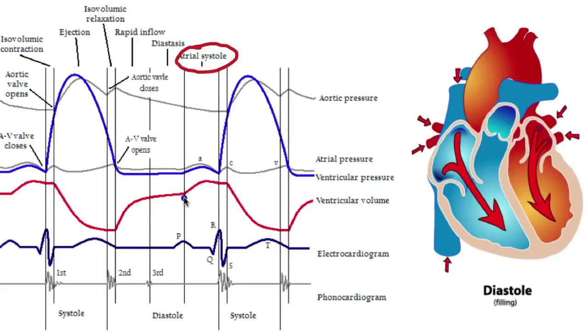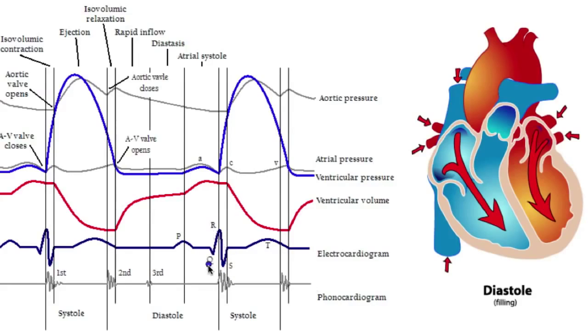And that is why we see this quick increase in the amount of blood in the left ventricle. So we get an increase in ventricular volume right after the atria contract. So we've described this section here, which is the atrial systole. And then after the P wave, we then get the QRS complex.